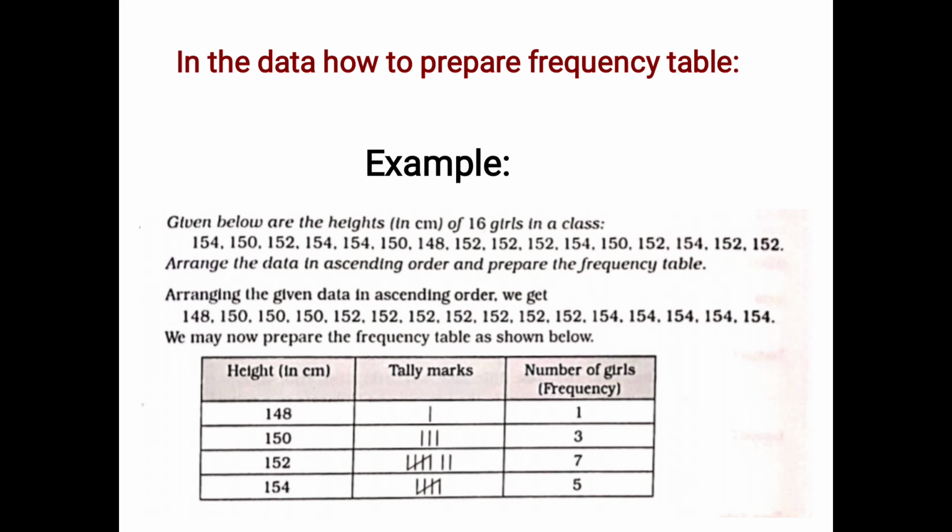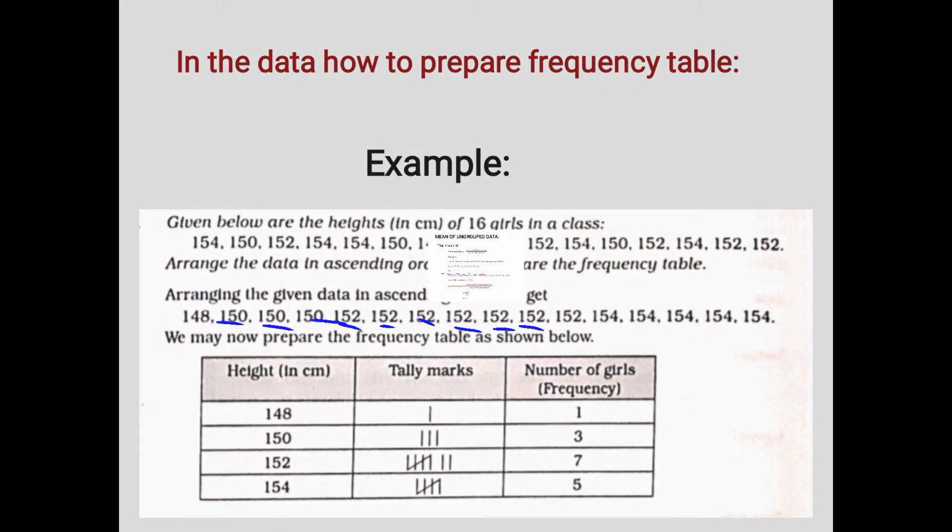So 148 is repeated only one time. One girl's height is 148 centimeters, so the number of girls is 1. 150 is repeating 3 times: one girl, one girl, one girl. So 3 girls are 150 centimeters, 1, 2, 3, the number of girls is 3. And 152: how many girls are there? 1, 2, 3, 4, 5, 6, 7. So 7 are there. We draw the tally marks and then write the number of girls. And 154 has 5 students. So this is the way of writing the frequency table.